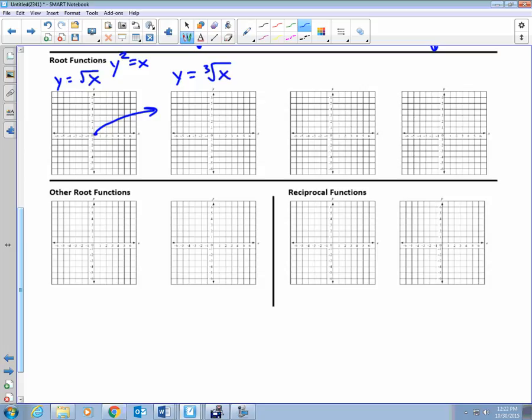Okay, cube root. Can you take a cube root of negatives? Yes, and you get a negative. So it looks somewhat similar to the cubic from above. How about the fourth root of x? Do you think that'll look like the first one or the second one? Yipper dupper. And fifth root of x.